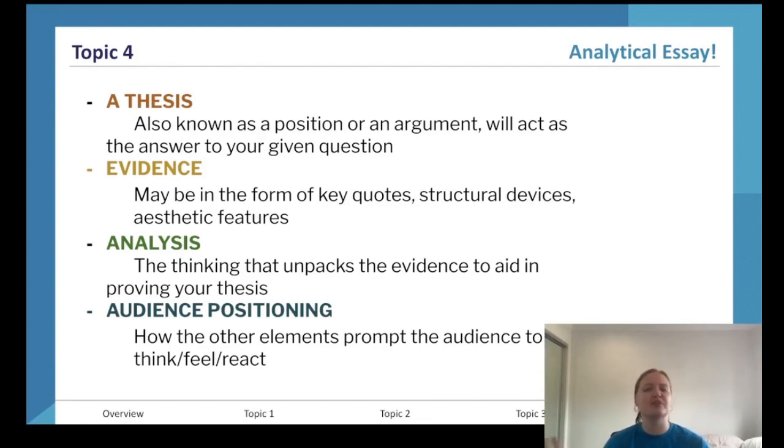This might come in the form of key quotes, structural devices, or aesthetic features. Now, in this task, you're going to be asked to memorize this evidence. You don't get that quote page that you did for your first analytical task of the year. So definitely be thinking about memorizing your evidence sooner rather than later.